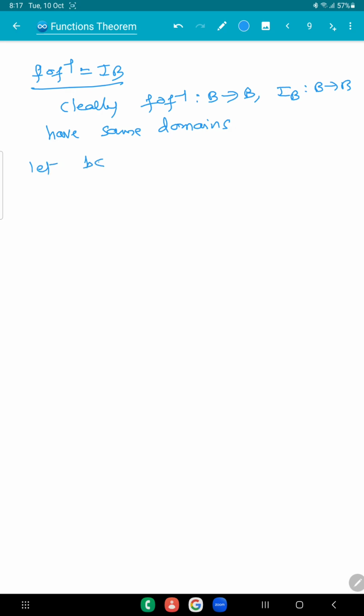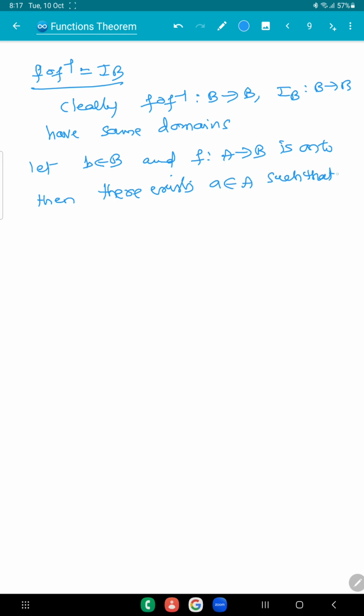For that, let us take an element in the domain. Let B belongs to B. When B belongs to B and F from A to B is onto, since it is bijective, I am using only onto, then there exists A belongs to A such that F of A is equal to B. So it can be written as F inverse B is equal to A.